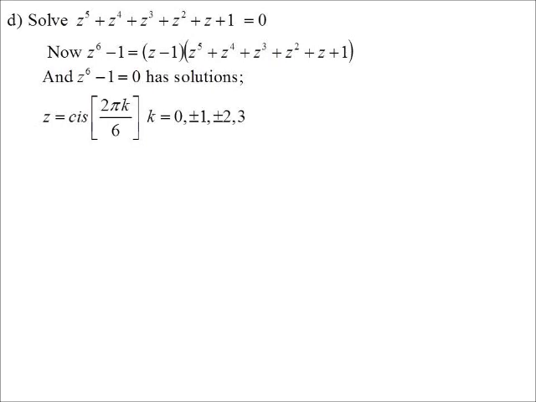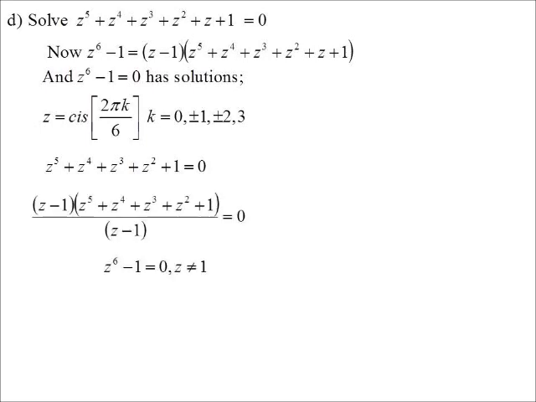Because, as I say, I know the solutions to z to the power of 6 would be 2 pi k on 6. I need 6 solutions, so I get 0, plus or minus 1, plus or minus 2. 3 will make up the 6th solution. So, all right, back to this equation. I'm going to turn it into z to the power of 6 minus 1. How do I do it? I just multiply top and bottom by z minus 1. So what that's now telling me is, with z to the power of 6 minus 1, that's actually the top of this equation. That's what I'm solving. However, I only need 5 solutions, because I'm solving to the power of 5.